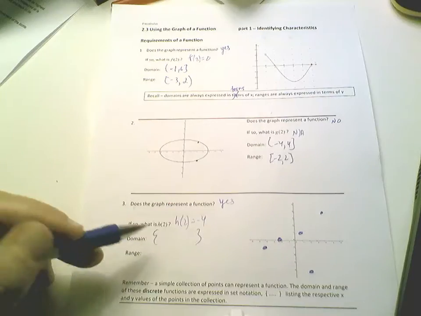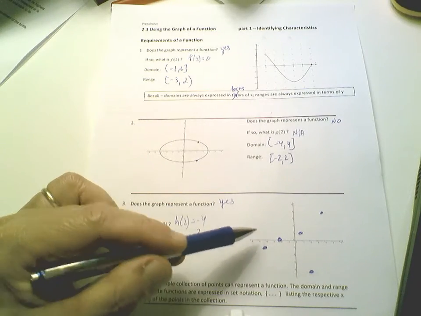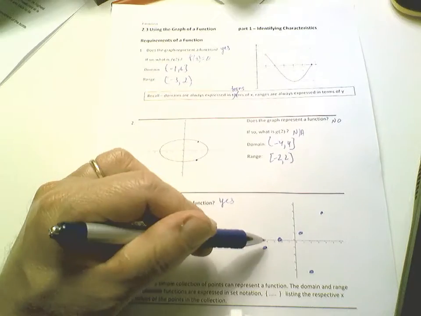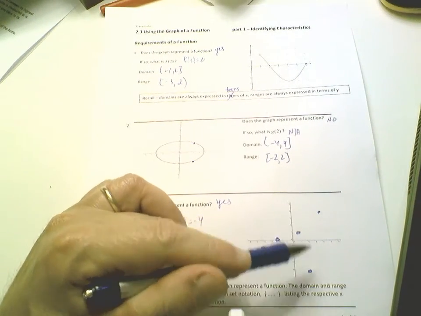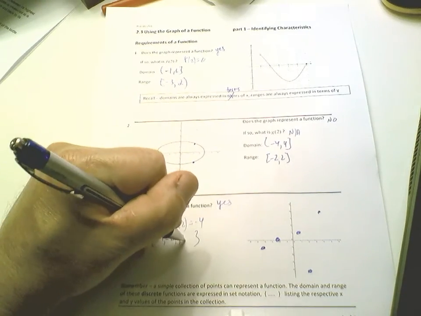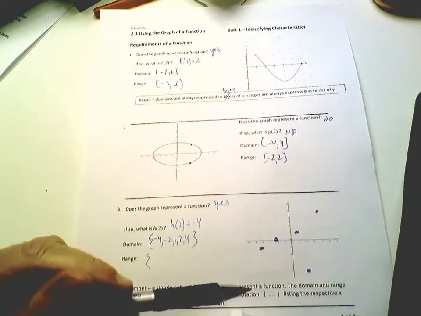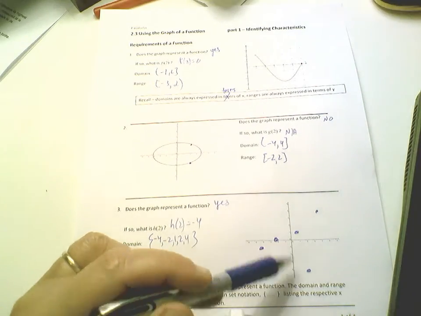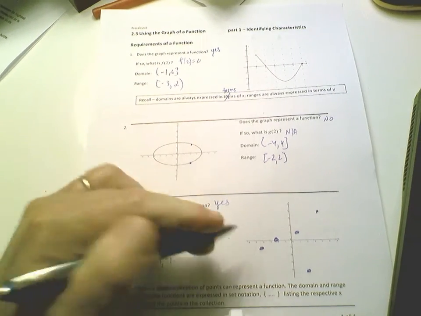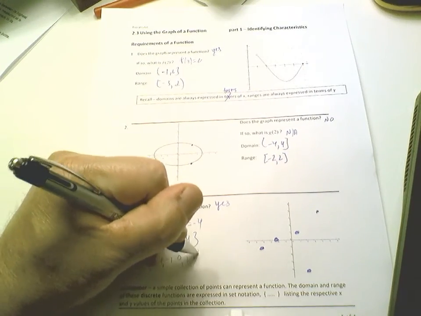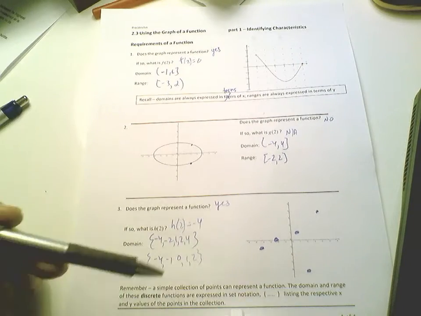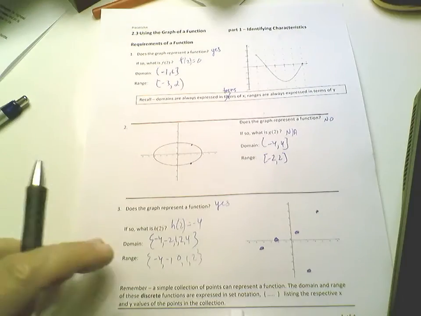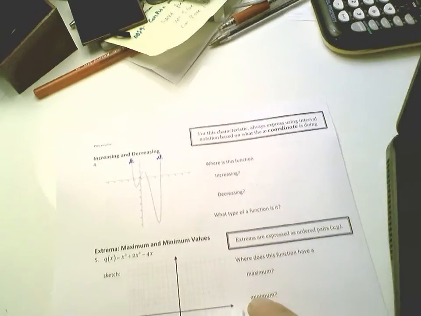So for my domain, all I have to do is list all the x coordinates. -4, -2, 1, 2, and 4 are the other x coordinates. And for the range, just go ahead and list all the y coordinates. I got a -4, a -1, a 0, a 1, and a 2. And I am good to go. So, just a bunch of points, still can be a function for sure. So, let's continue, and now let's start doing some of the more interesting analysis.